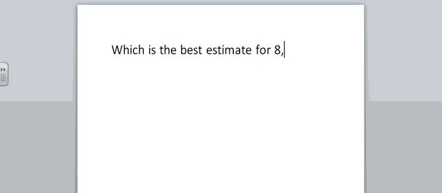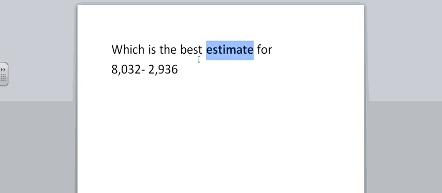So the first question says, which is the best estimate for 8,032 minus 2,936. So if you got this question wrong, my guess is that you missed this word estimate. Estimate is a cue word, and when you see that word estimate, it should cue in your mind this word round. Other words that cue us to round are approximately, about, almost, anything where you need a quick answer.